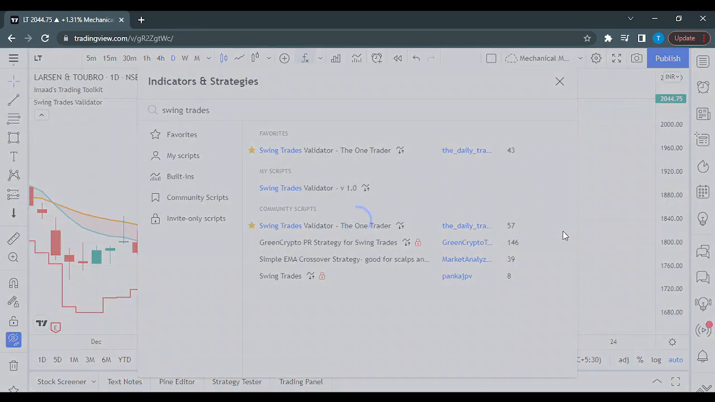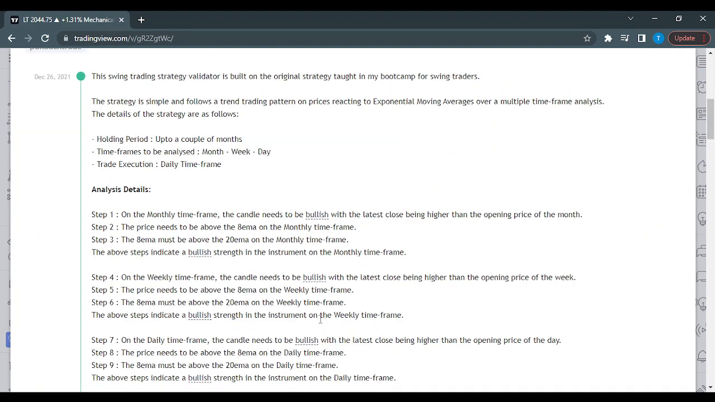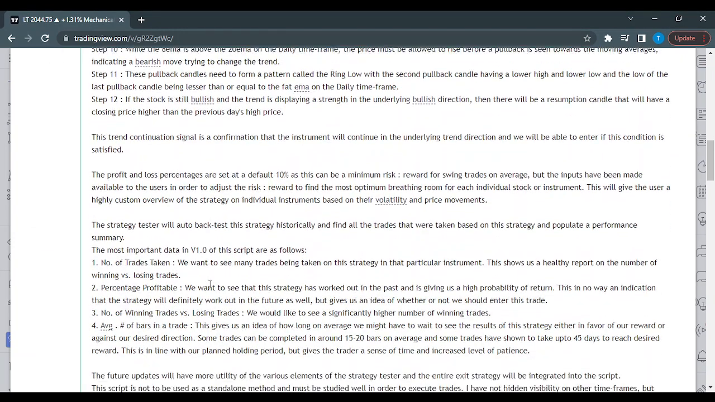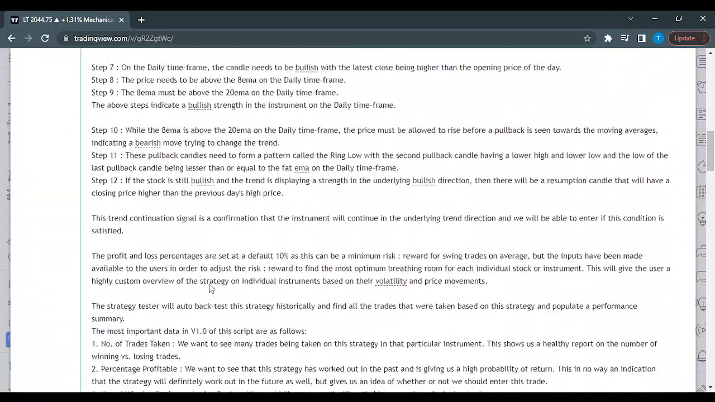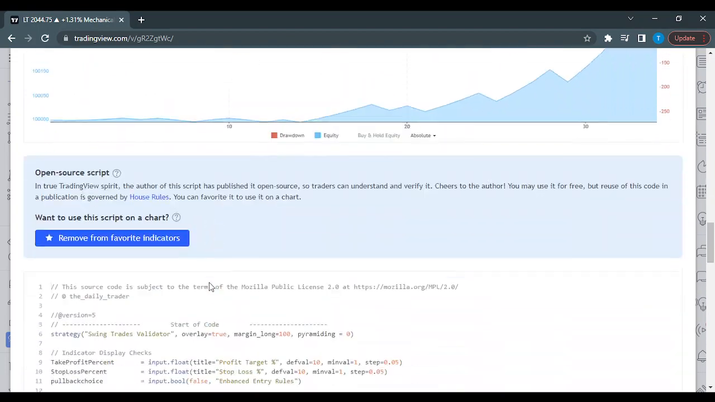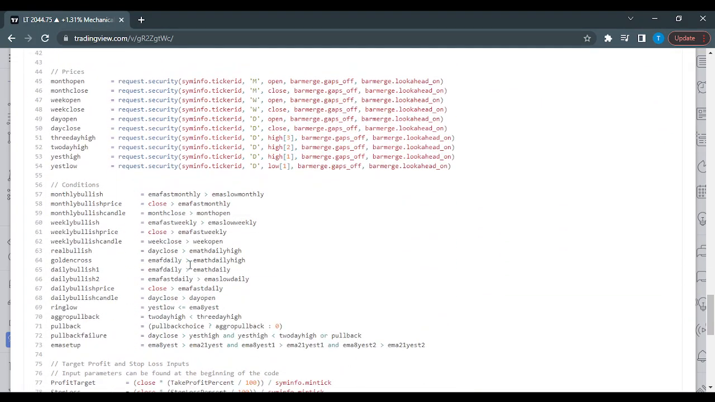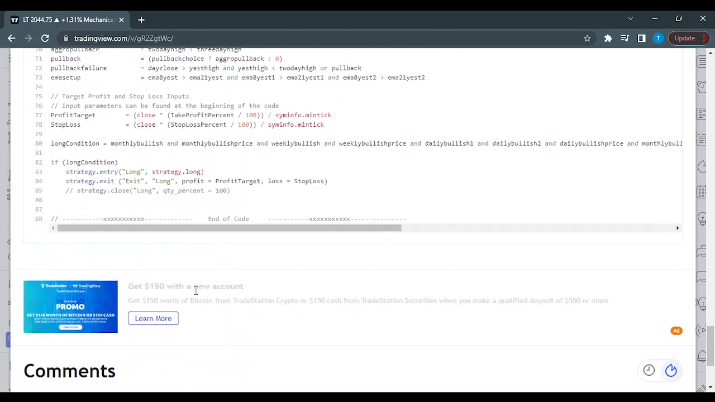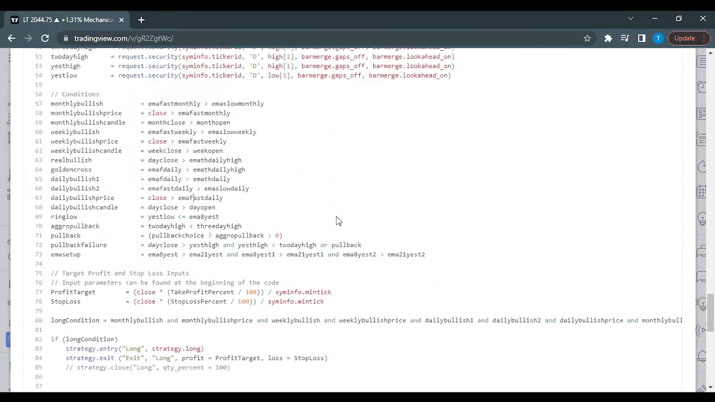If you look at this at the manual, you will see that everything, the entire analysis has been given to you. How you need to use the validator, what is the setup, and the entire code is open, so you can study this code and see exactly what the entry conditions were, what the long condition was, and how you needed to use this, right?